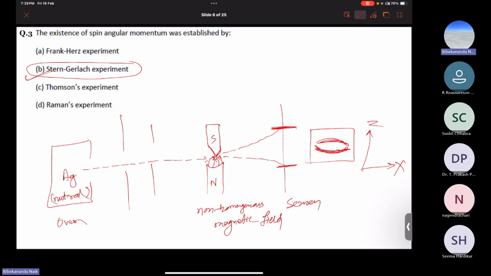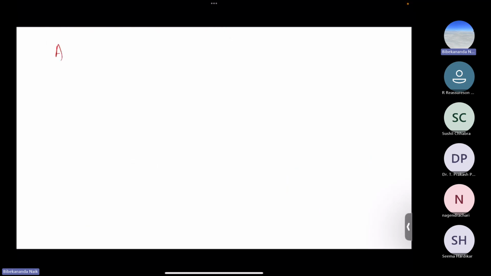So why did this happen? Because there are two important factors. One is the neutral silver atom. Why neutral? They used Ag atoms which are neutral. So why Ag atoms? Can anyone tell me what is the atomic number of silver?